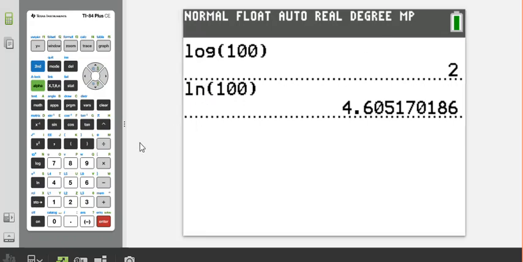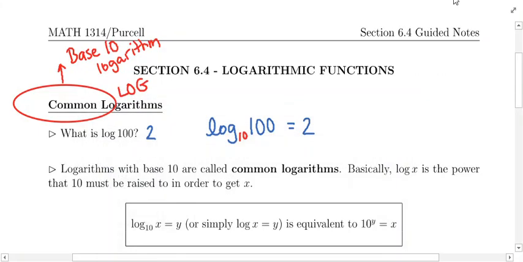Okay, so your calculator has two buttons, one for base 10, and we'll talk about what the base of ln is when we get there. All right, so we've established that if you see log, the base is understood to be 10. You can write it in like I did if that helps you.